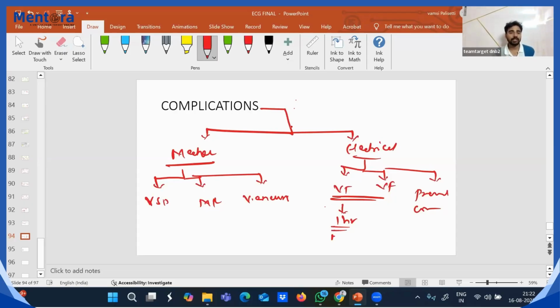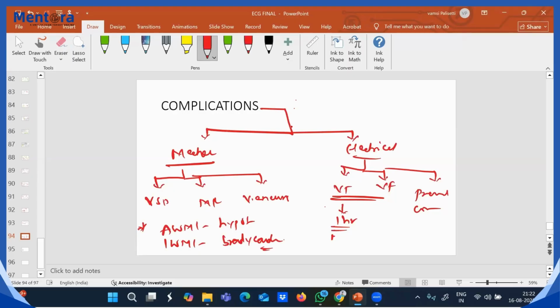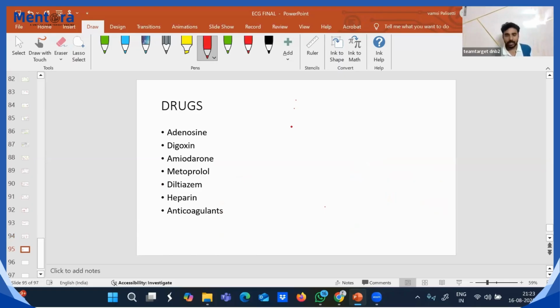Right? And commonly, they say anterior MI is usually associated with hypotension, and inferior MI is usually associated with bradycardia, because the AV node is supplied by the right coronary artery. That's it. The last, there's no time, but please study about these drugs.